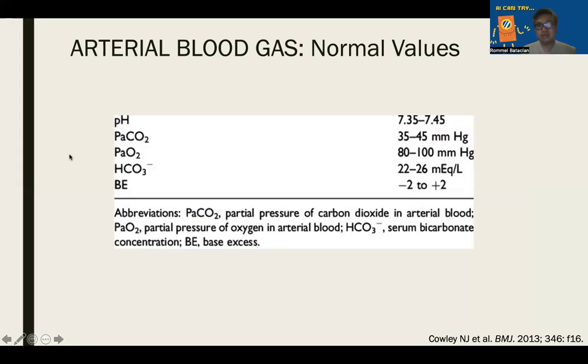So these are the parameters that we measure or that are released in an arterial blood gas. The arterial pH, which as you learned is 7.35 to 7.45, so it's a very narrow normal range. Partial pressure of carbon dioxide, 35 to 45 millimeters mercury. The partial pressure of oxygen is 80 to 100 millimeters mercury. The serum bicarbonate is 22 to 26 milliequivalents per liter, and the base excess of -2 to +2.